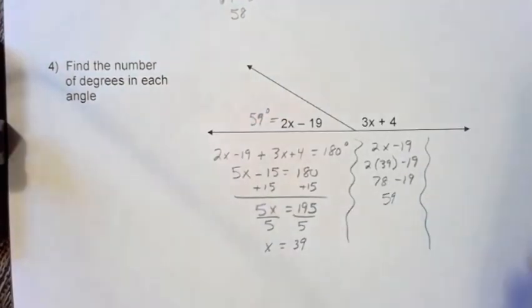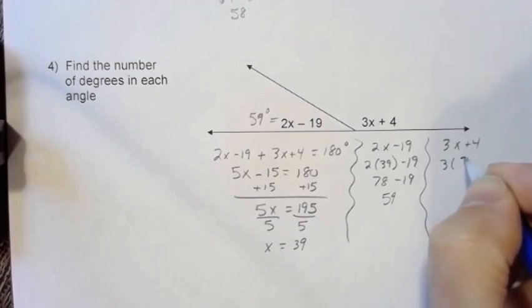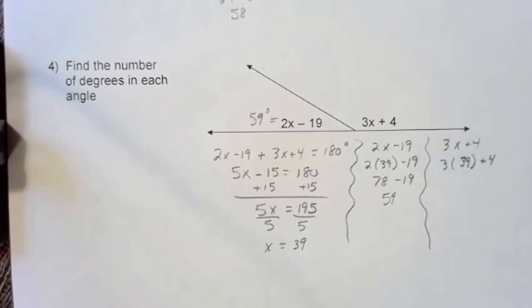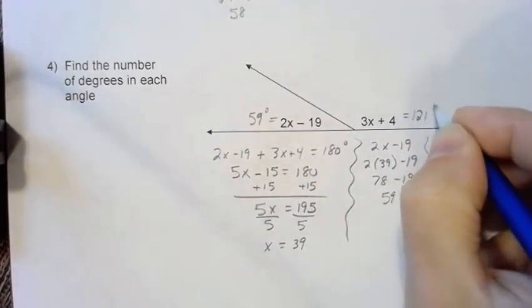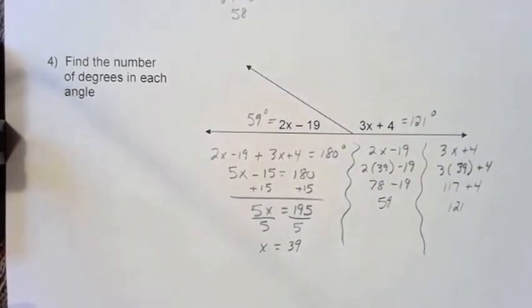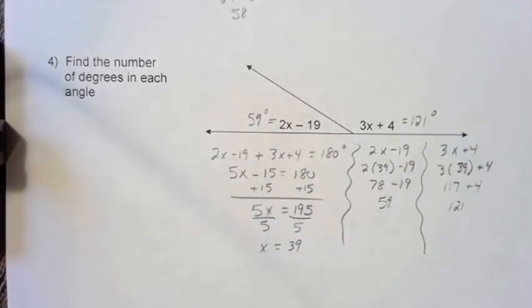So this is a 59-degree angle. Okay, and now we'll substitute into 3x plus 4. X again was equal to 39. All right, and then if you multiply 39 by 3, you get 117. And adding 4 to that is 121. So this is a 121-degree angle. And if you add 121 with 59, you will get 180, as you should, because these were supplementary angles.